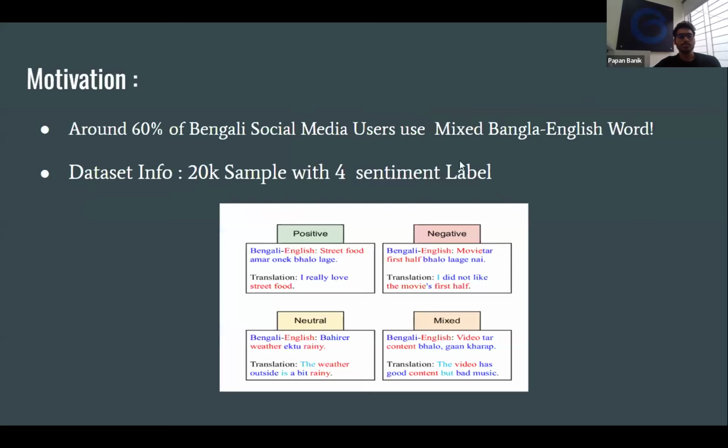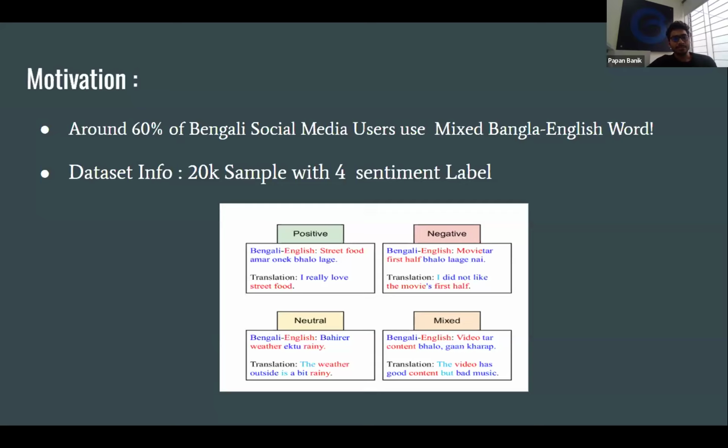The motivation behind my study is that 60% of Bengali social media users use Bengali mixed text in their daily social communication. So if I can find the sentiment, it will be a significant work. This is the actual motivation of my work.